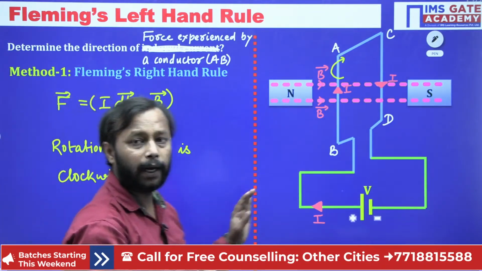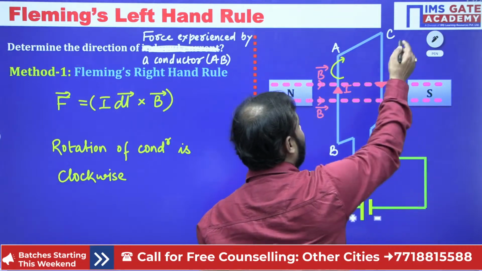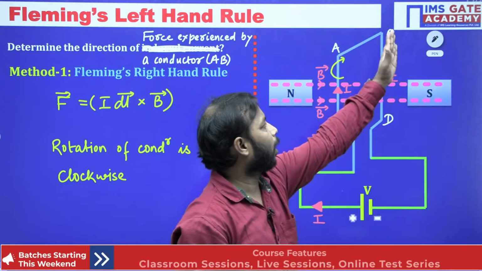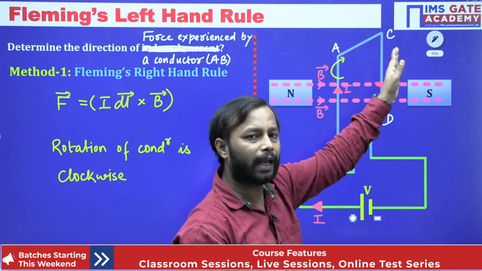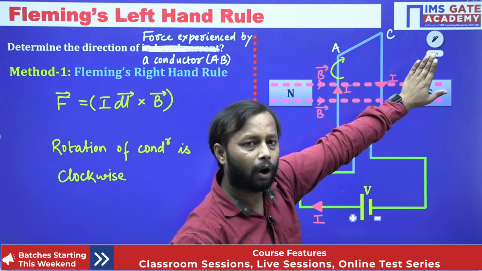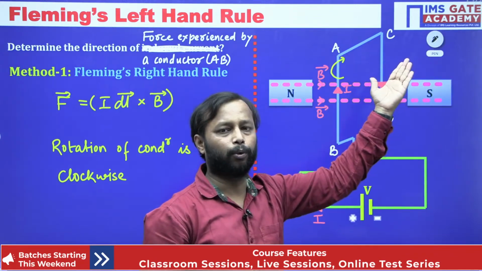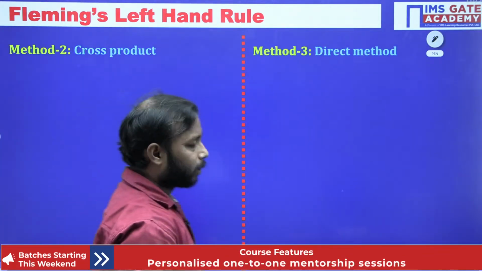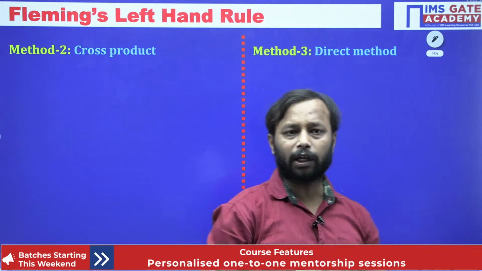Means the complete rotation. Let me give you a task. Please find the rotation here, whether this portion CD is moving inside the board or coming outward of the board. Now let us use method 2, which is the cross product.